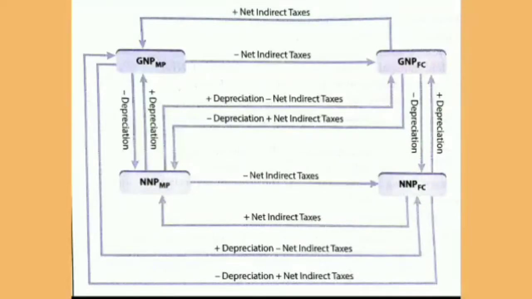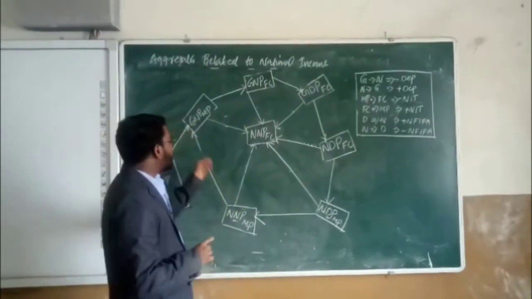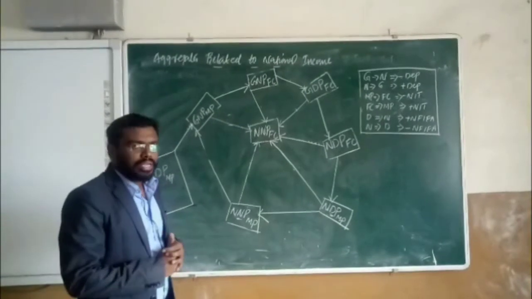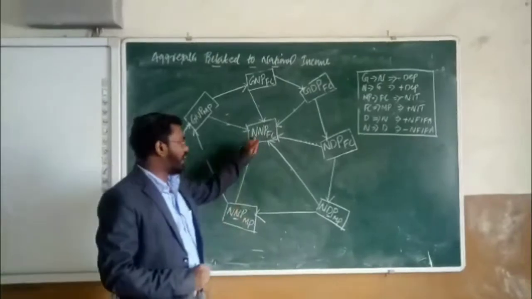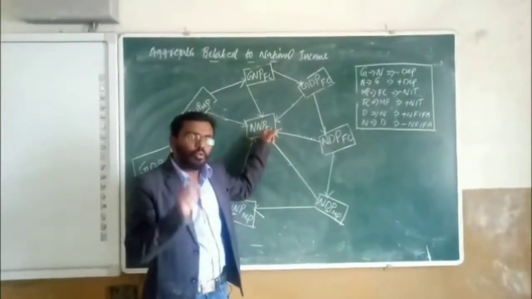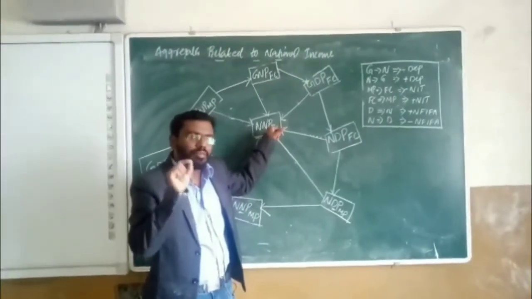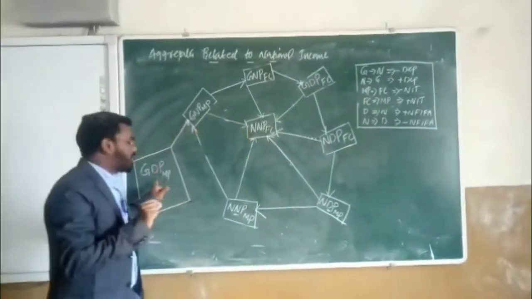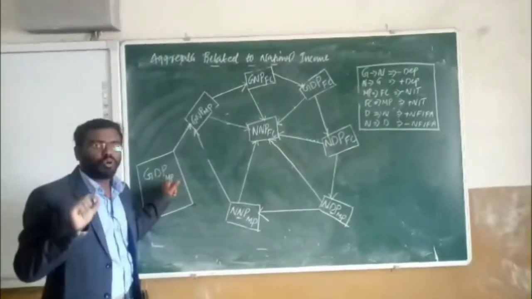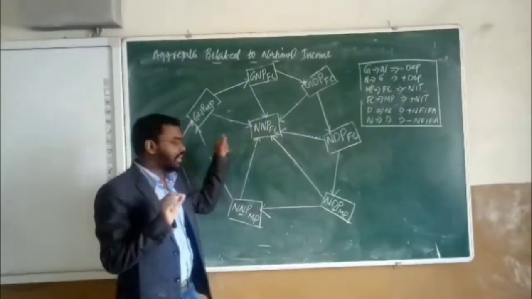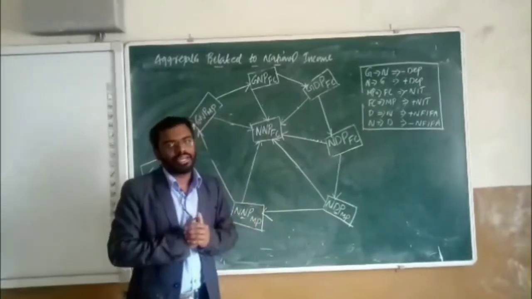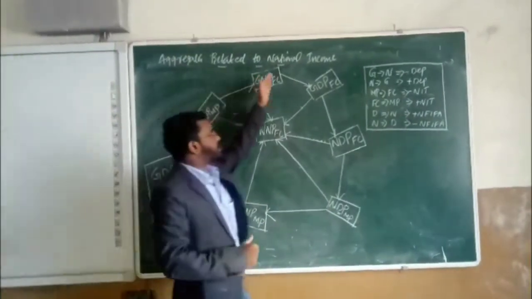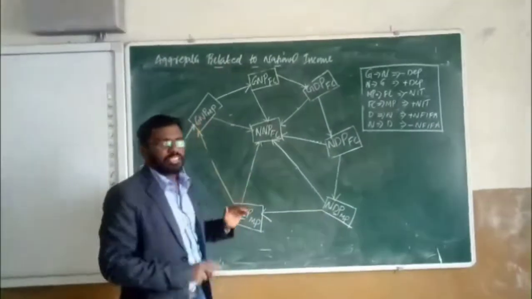Yes. Just to revise this flow chart. Now we can analyze this flow chart. Basically our aim is to calculate national income. National income means NNPFC. Normally the calculation of national income starts from the calculation of GDP-MP, gross domestic product at market price. So these are the various aggregates related with national income.